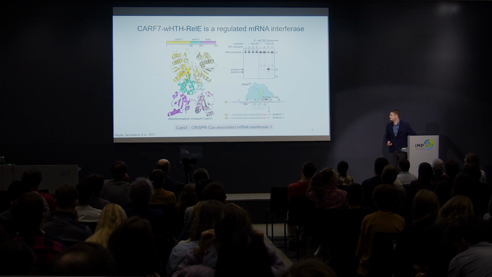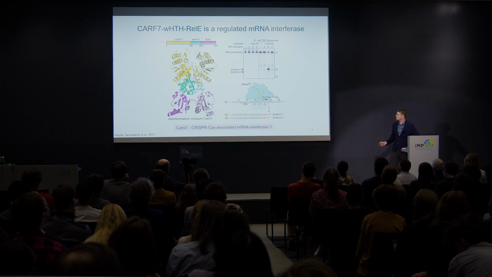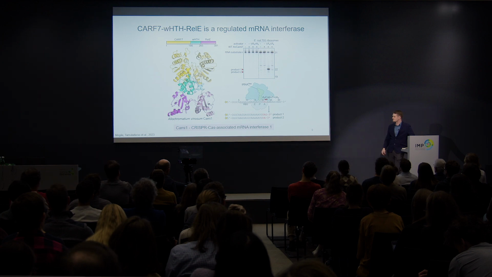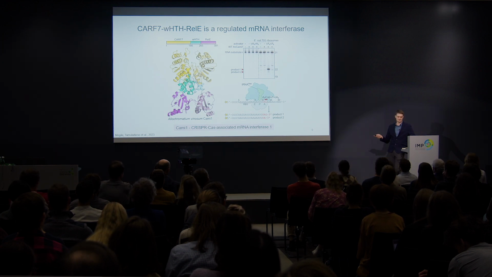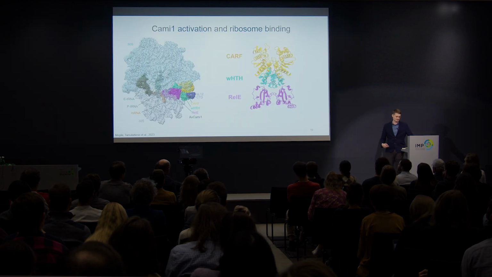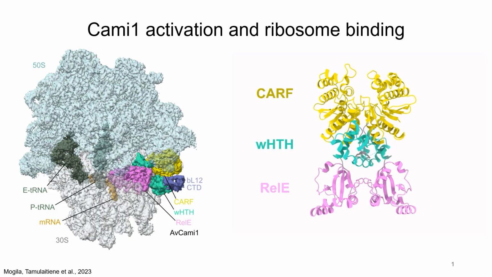And when we map the cleavage products here, we see that the CARF-RelE protein cleaves the RNA in the A site, similarly to standalone RelE toxins. And this activity allowed us to rebrand these CARF-RelE fusion proteins as CRISPR-Cas associated mRNA interferases, or CAMI, for the rest of this presentation. Knowing that they require ribosomes, we also solved a cryo-EM structure of CAMI1 bound to the ribosome.